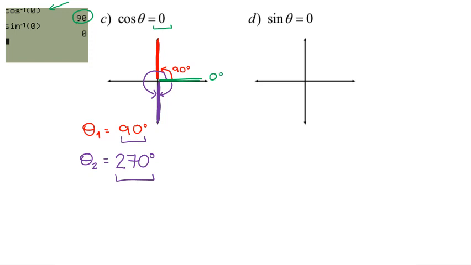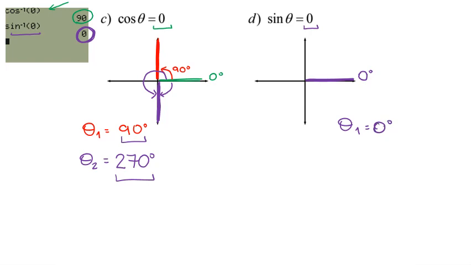For D, I've got sine theta is equal to 0. So again, the CAST rule is not going to help us very much because 0 is neither positive nor negative. So in my calculator, if I type in second sine and then 0, I get a reference angle of 0. So if my reference angle is 0, that means that my terminal arm lands right on the x-axis on the right side. So that means our first solution is just 0 degrees.